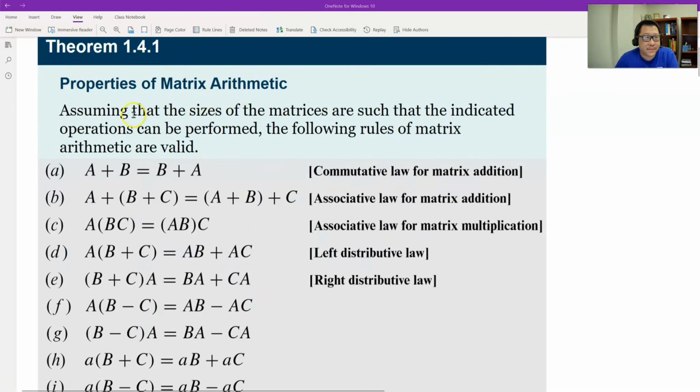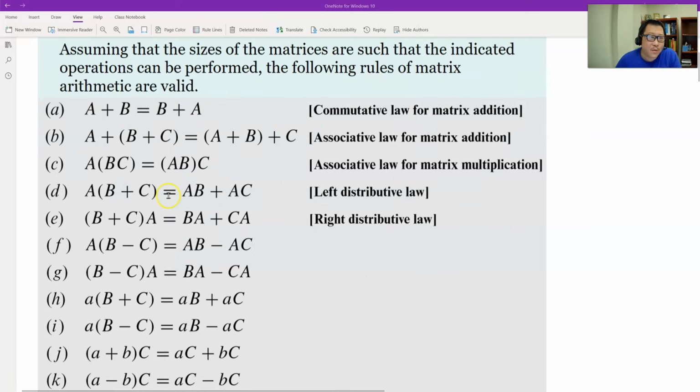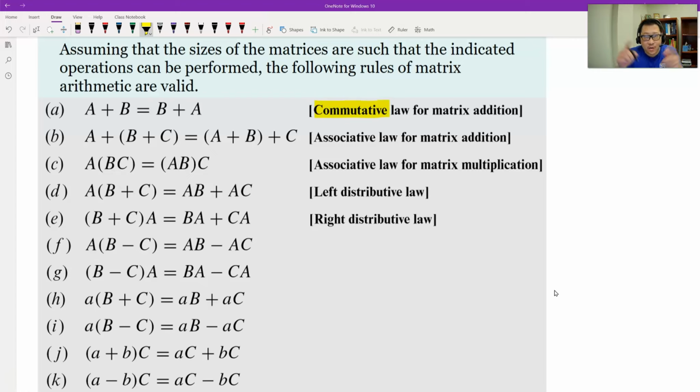So the first, we assume all the operations hold. I mean the matrix sizes should be suitable for all the operations. And then I look at them one by one. A plus B equals B plus A is commutative, right? So let's look at the names first. The first is commutative. The second is associative. Okay, it's the same as the number system.